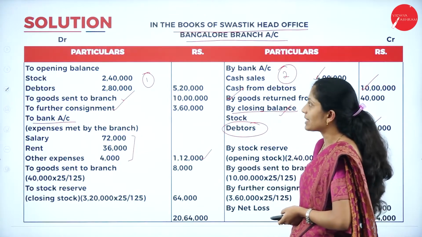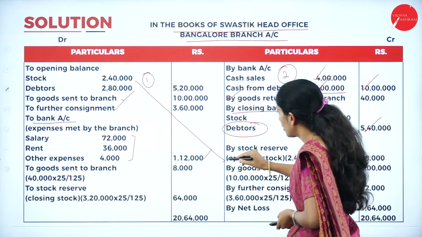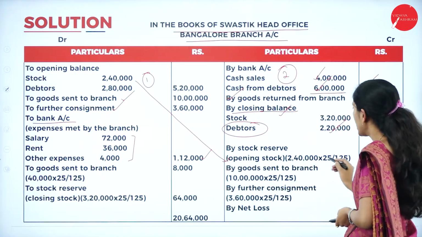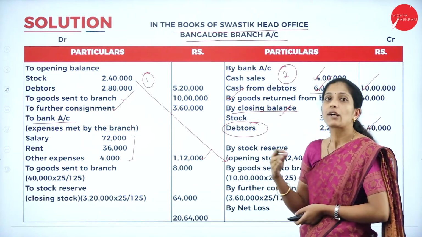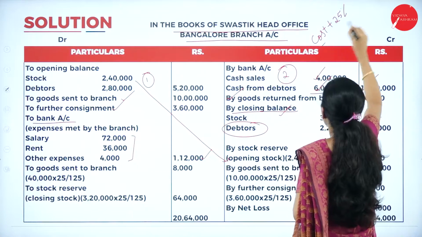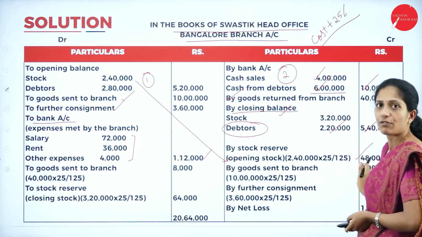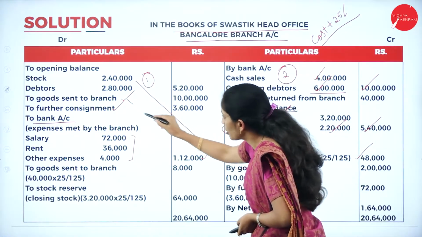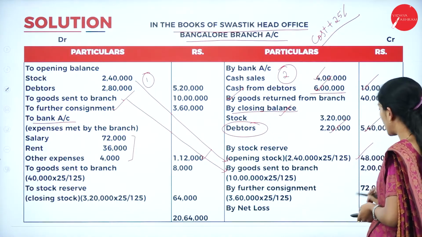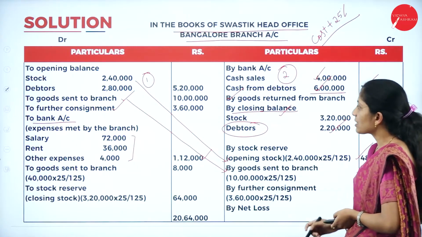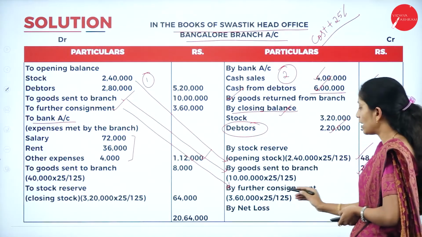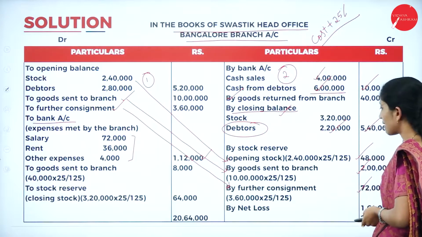Next, you have to record the reverse entry here. For opening stock, write it as by stock reserve, that is opening stock. Here 2,40,000 is the opening stock, right? Into 25 divided by 125, that is cost plus 25% they have given. So, cost plus 25%, you have to take it as 25 divided by 125, you will get 48,000. In the same way, for goods sent to branch, record the reverse entry by goods sent to branch. Goods sent to branch is 10 lakh into 25 divided by 125, you will get 2 lakh. Next, for further consignment also, it is 3,60,000 into 25 divided by 125, you will get 72,000.